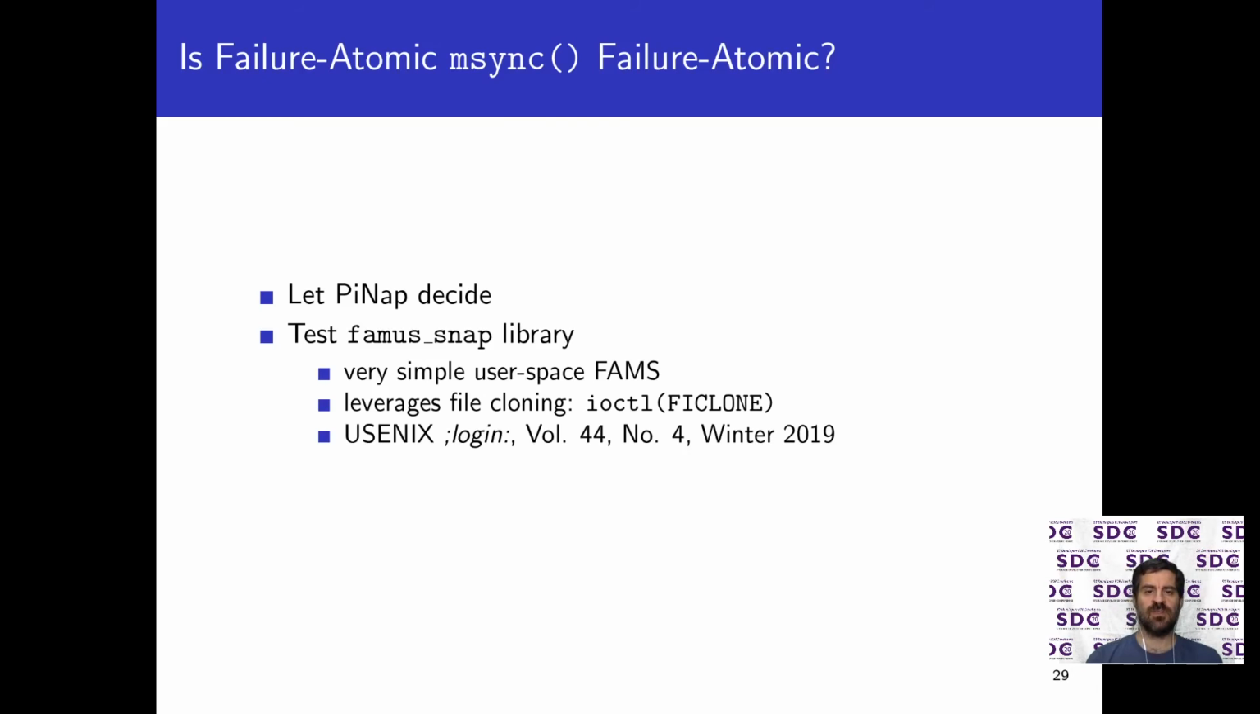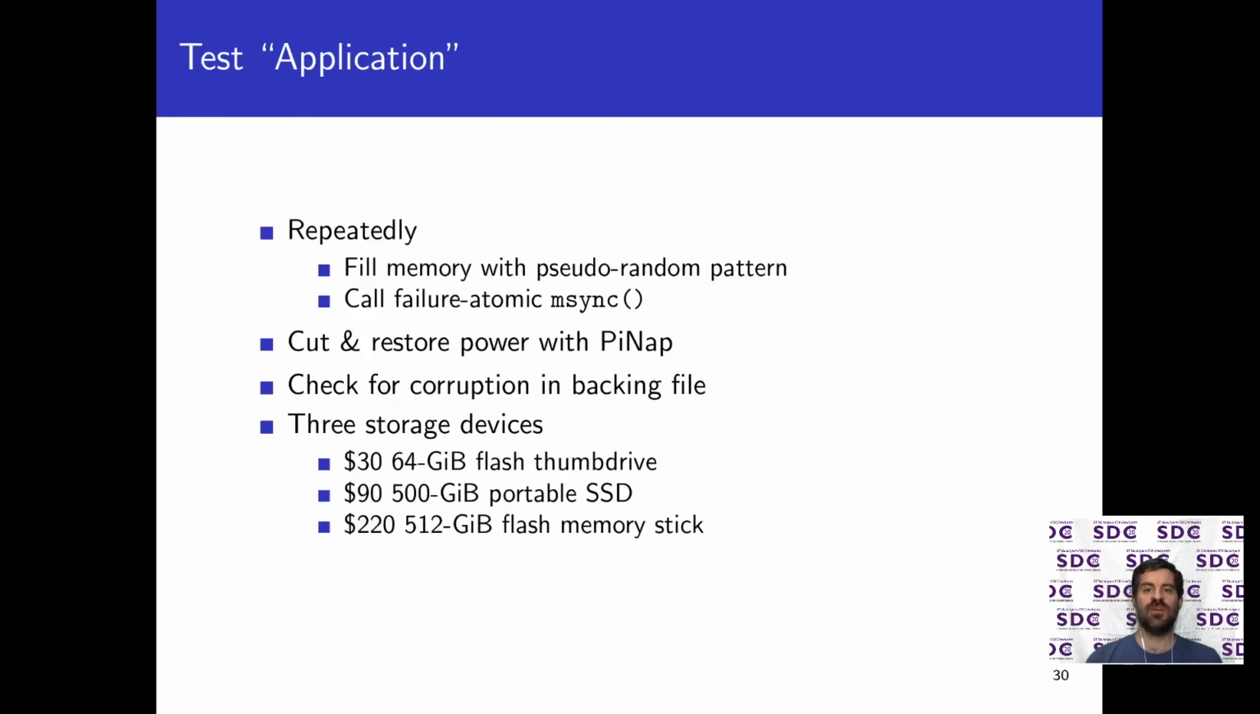To test whether the FamousNap implementation of Failure-Atomic protects application data from power failures, we wrote a very simple test application. The test application repeatedly fills memory with a very specific pseudo-random pattern and calls FAMS. As the program is running, we cut and restore power with PiNap and check whether the backend file containing persistent data has the expected pseudo-random pattern.